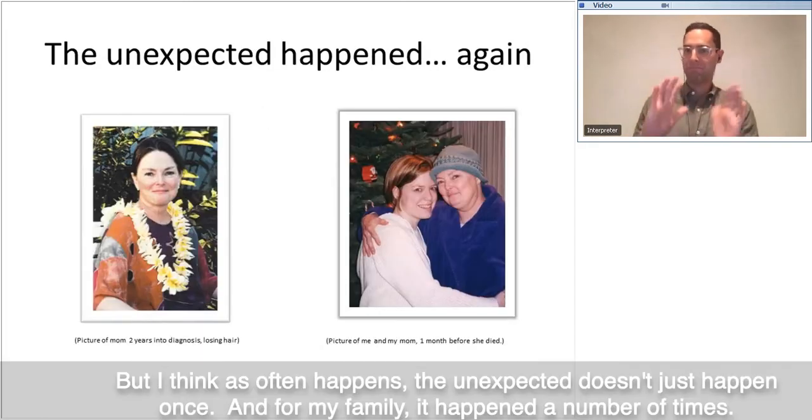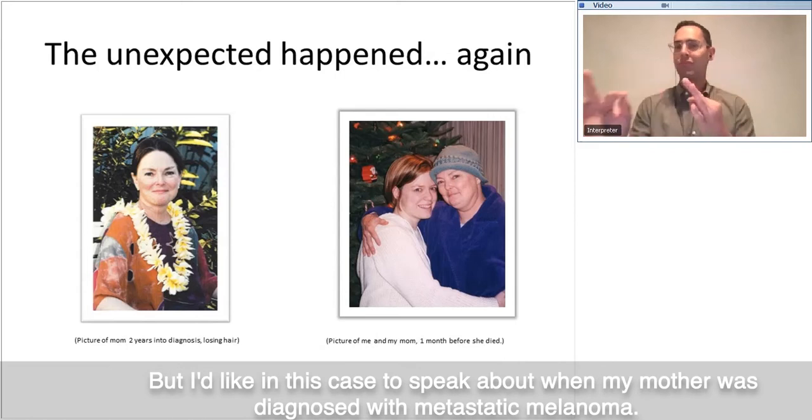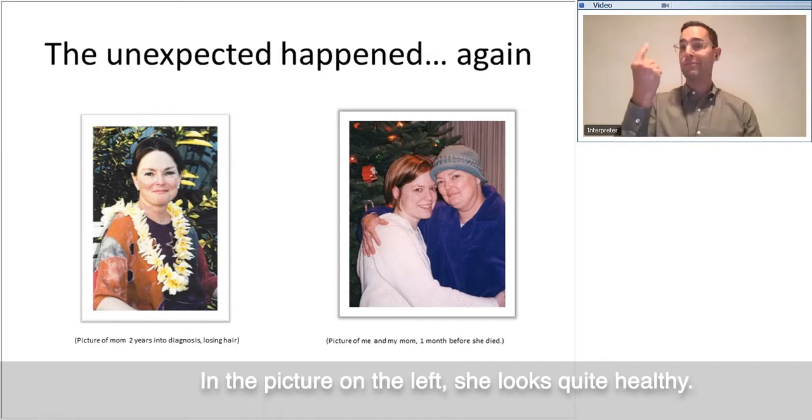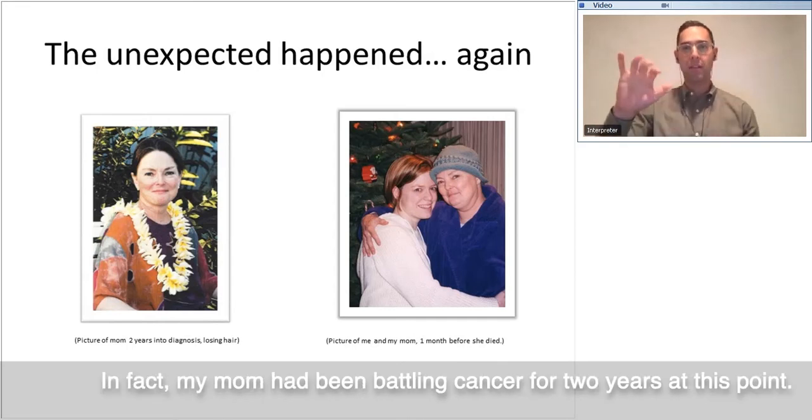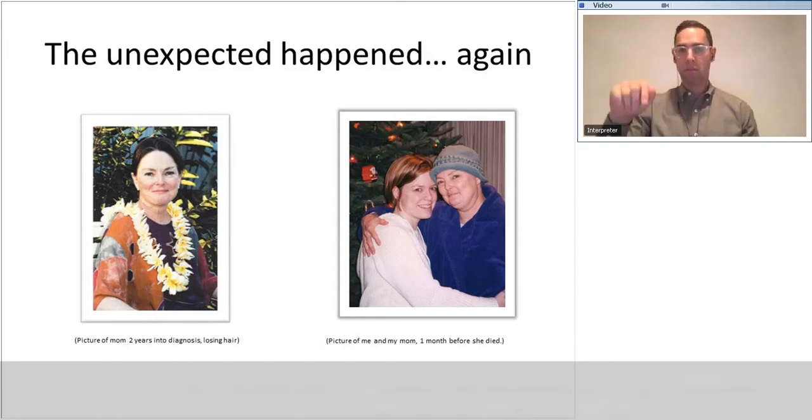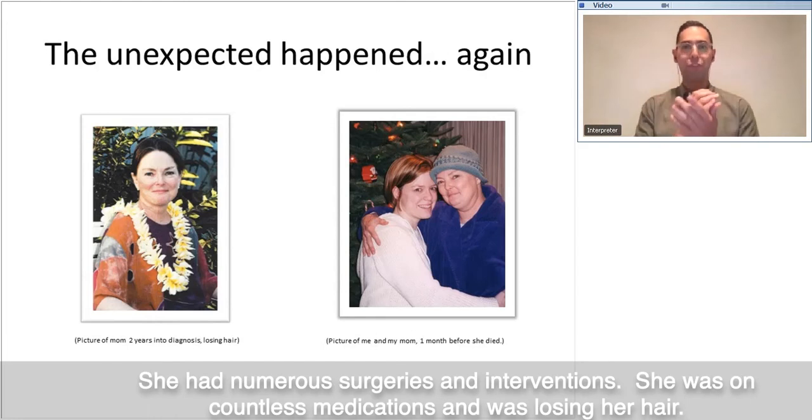But as often happens, the unexpected doesn't just happen once. For my family, it happened a number of times. But in this case, I'd like to speak about when my mother was diagnosed with metastatic melanoma. In the picture on the left, she looks quite healthy. In fact, my mom had been battling cancer for two years at this point. She had had numerous surgeries and interventions. She was on countless medications, was losing her hair.